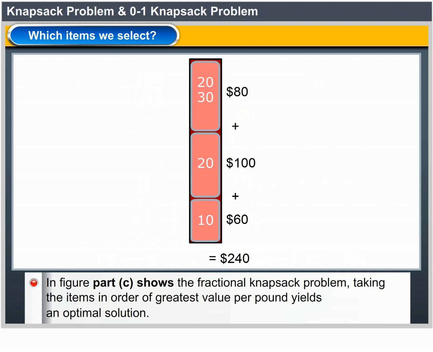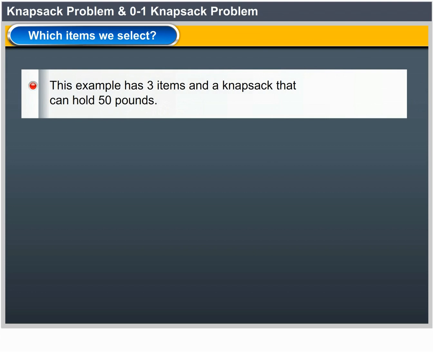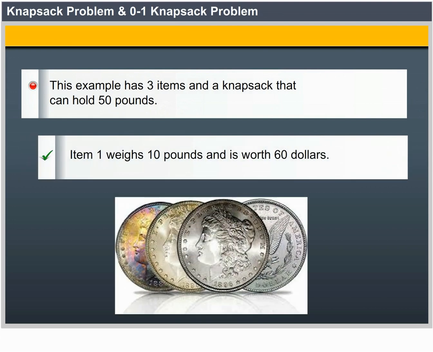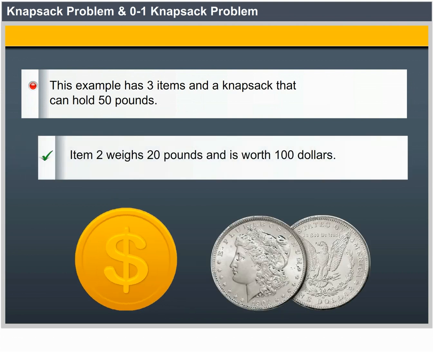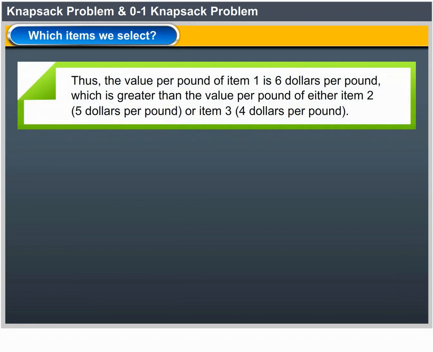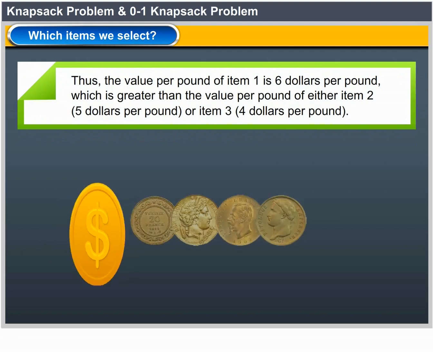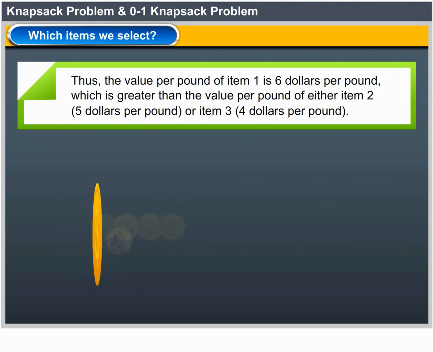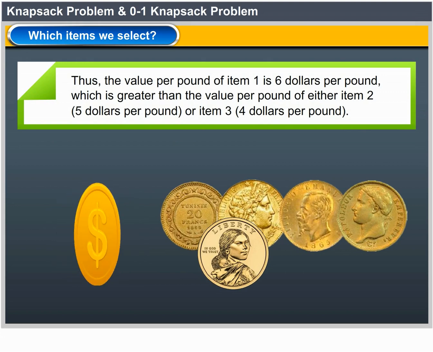This example has 3 items and a knapsack that can hold 50 pounds. Item 1 weighs 10 pounds and is worth $60. Item 2 weighs 20 pounds and is worth $100. Item 3 weighs 30 pounds and is worth $120. Thus, the value per pound of item 1 is $6 per pound, which is greater than the value per pound of either item 2, $5 per pound, or item 3, $4 per pound.